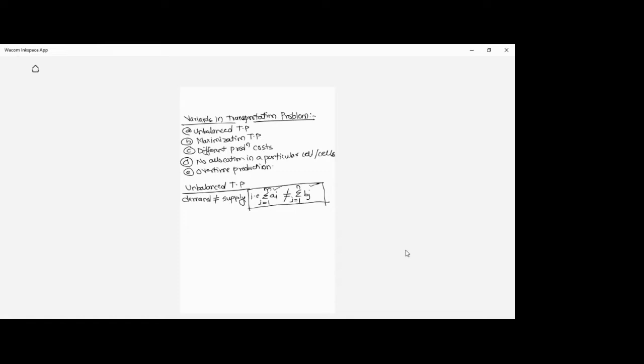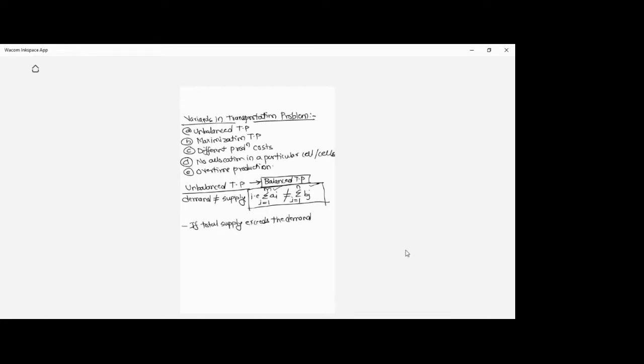So what we have to do here is convert the unbalanced transportation problem into a balanced transportation problem, and then solve ahead, right? We are going to make demand equal to supply, and then solve it. So how are we going to deal with this? Now let's see, if the total supply exceeds the demand.